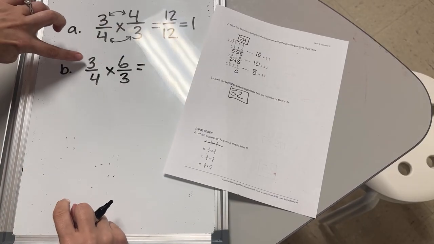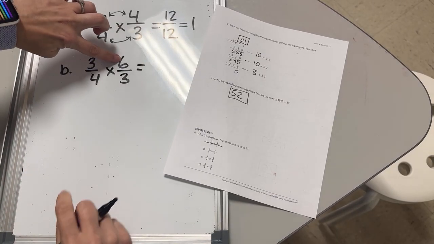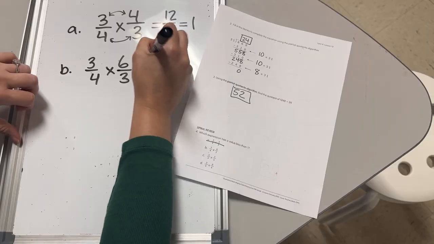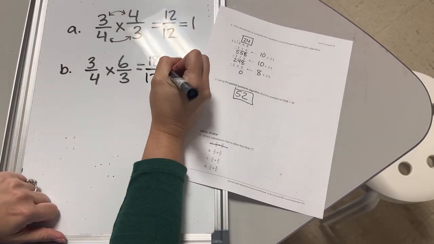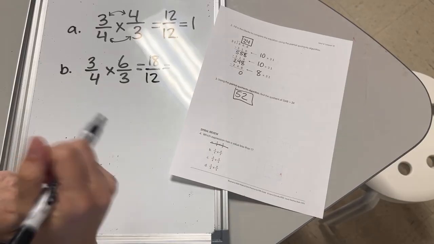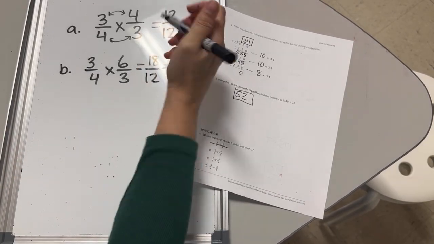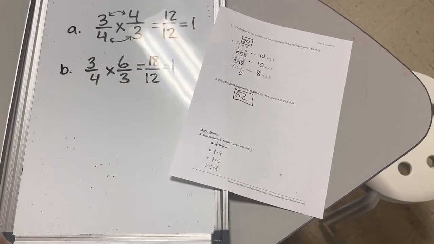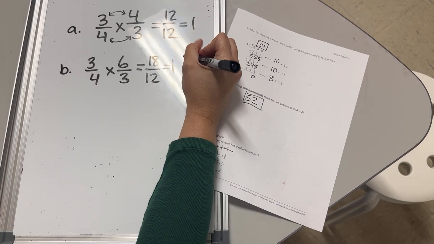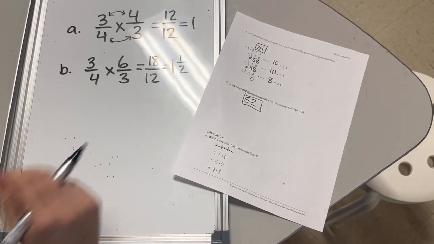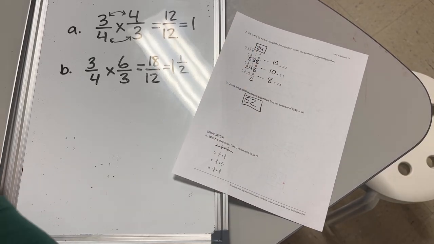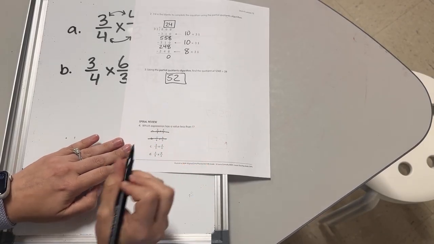Again, I'm multiplying straight across. So 3 times 6 is 18. 4 times 3 is 12. And when I simplify that, I know that there's one group of 12 in there. And then there's another 6 left over, 6/12, which is actually equal to 1/2. So I've got 1.5 here, which is greater than 1, not less than 1, so I'll strike through the B.